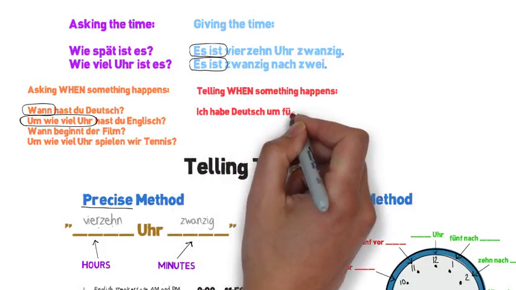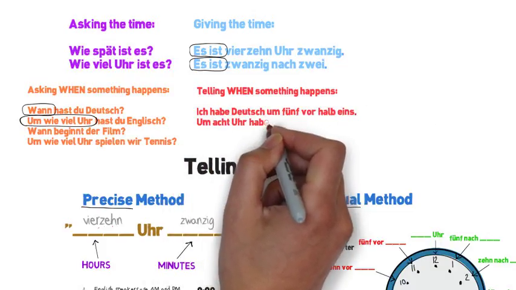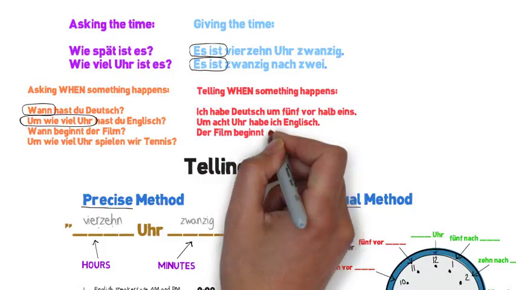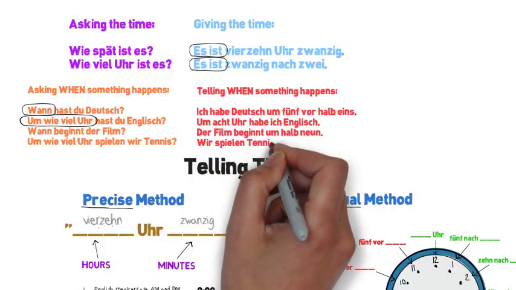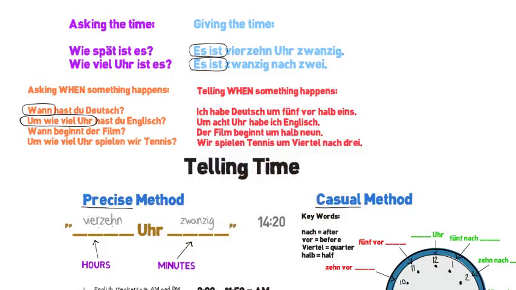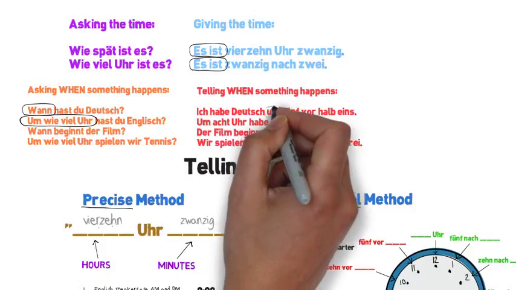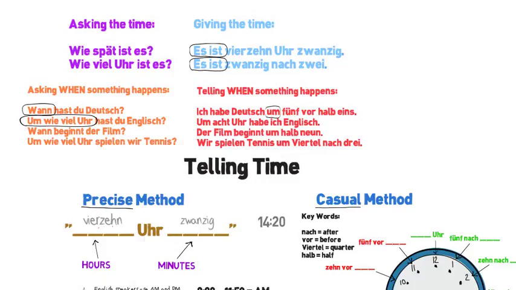Now that word is very important. When you tell when something happens, as in these sentences, you'll use the word um for at. Um 8 Uhr means at 8 o'clock, for instance. And notice that you wouldn't say um when you are just giving the time, as in the examples in blue above. If someone asks you what time it is, you don't say it is at 2:20. But if someone asks you when something happens, then you will definitely need the word um.